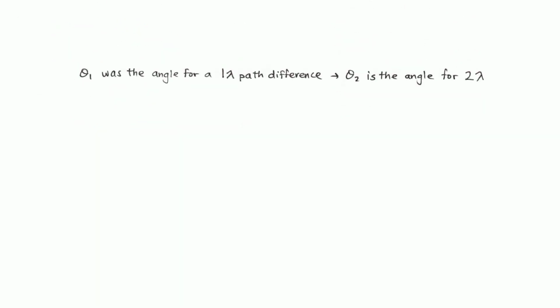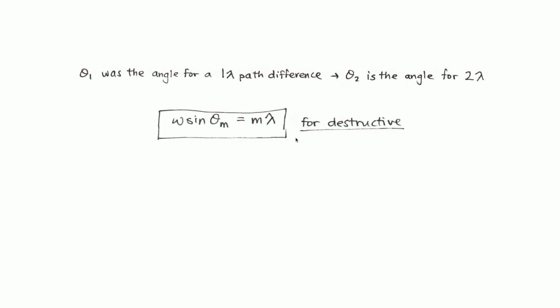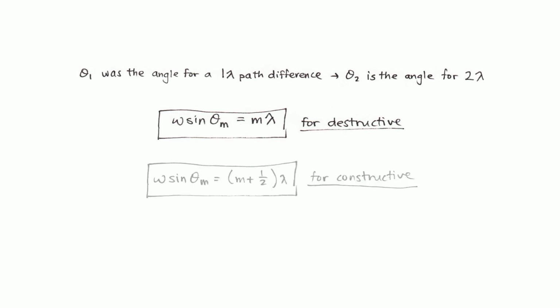All right. So theta 1 was basically the angle for a 1 lambda path difference. Theta 2 would be the angle for a 2 lambda path difference. In general, for destructive interference, we've got the slit width times sine of theta is equal to m lambda. And that's for destructive interference, which is a little bit different than what we had before.